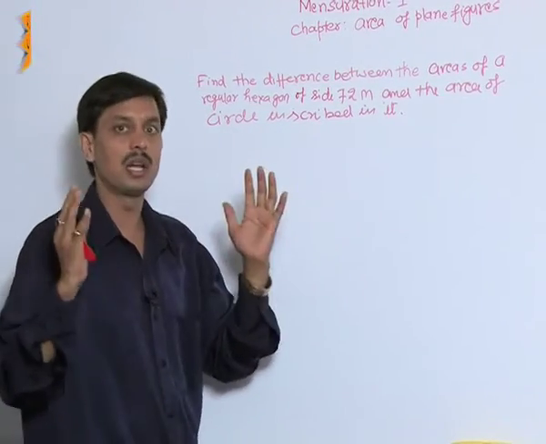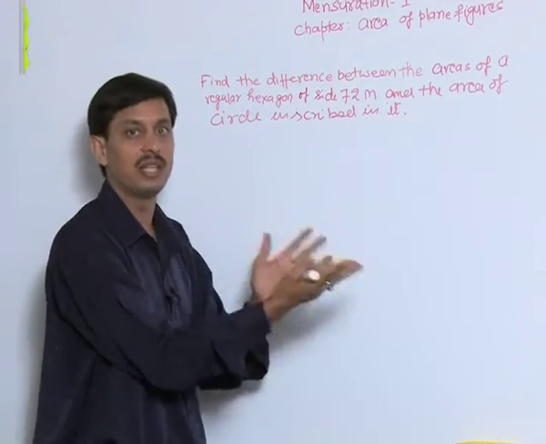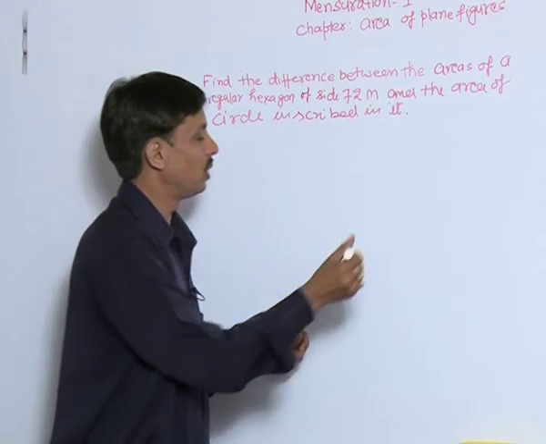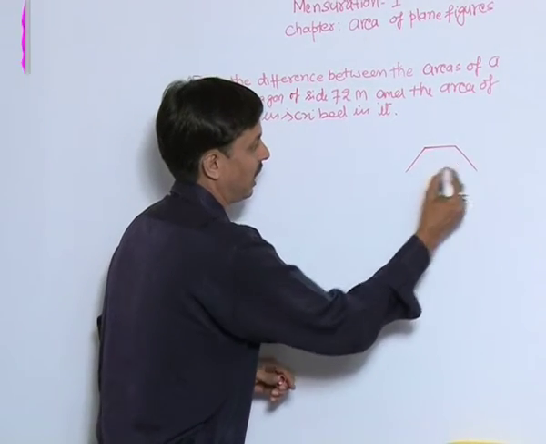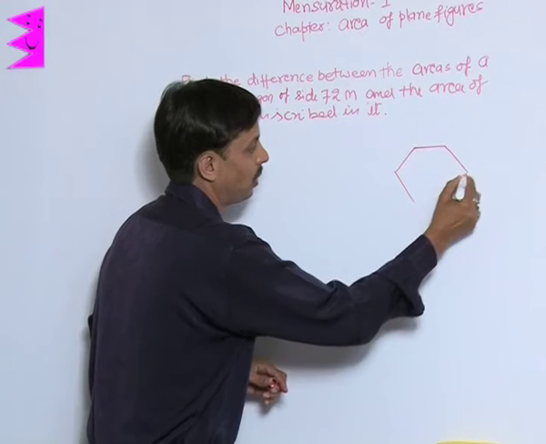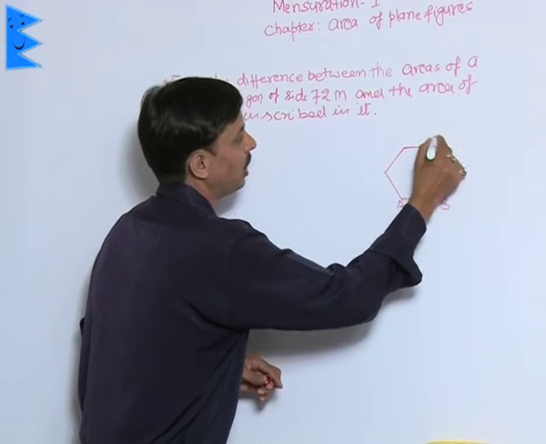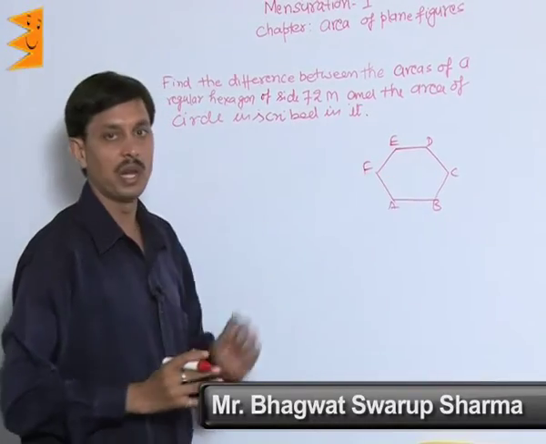We have a regular polygon of side 6, as its name is a hexagon. So if I draw roughly one figure of a regular hexagon like this, 1, 2, 3, 4, 5, 6 sides. A, B, C, D, E, F. This is a regular hexagon.